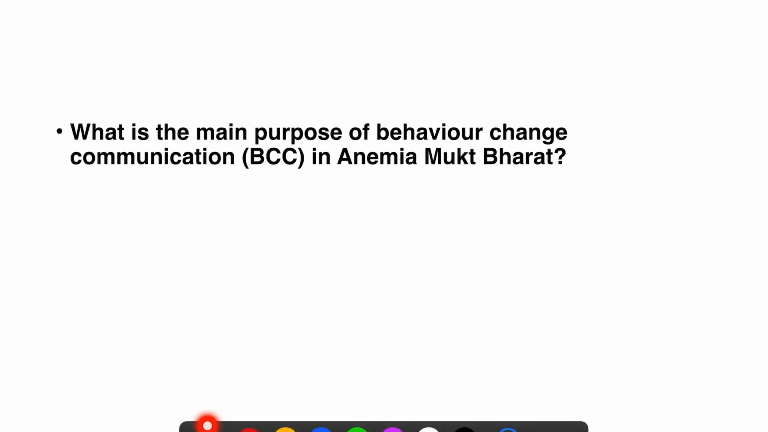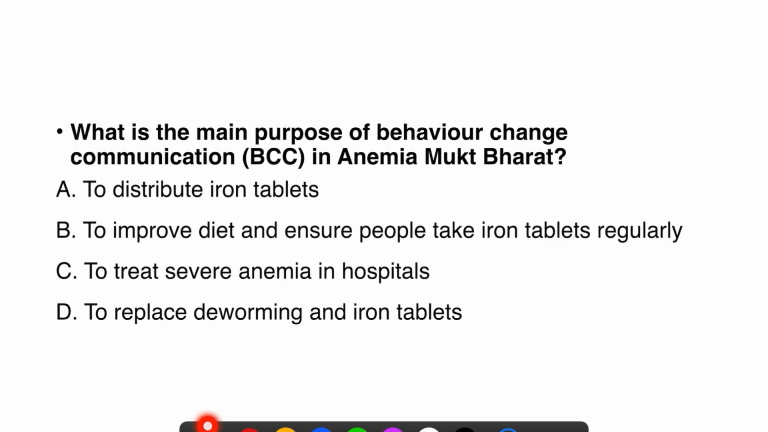What is the main purpose of behavior change communication in Anemia Mukt Bharat? Different options include to distribute iron tablet, to improve the diet and ensure people taking iron tablets regularly, to treat severe anemia in hospital, and to replace the deworming and iron tablets. So here the correct answer is option B.